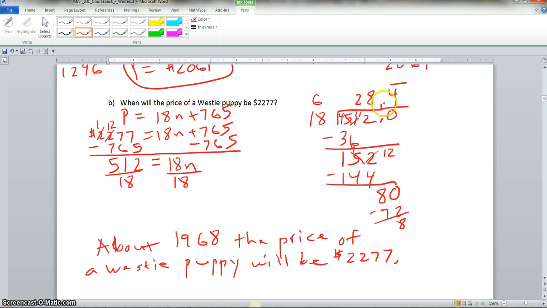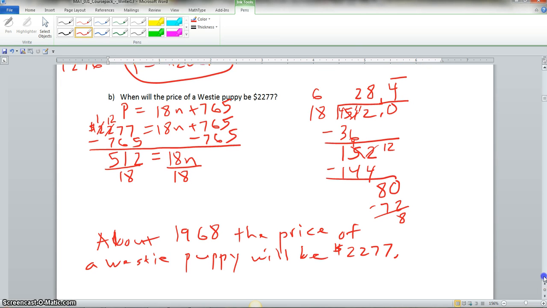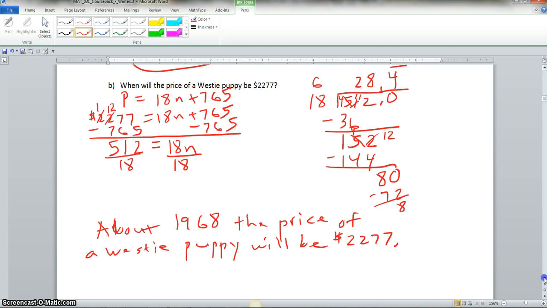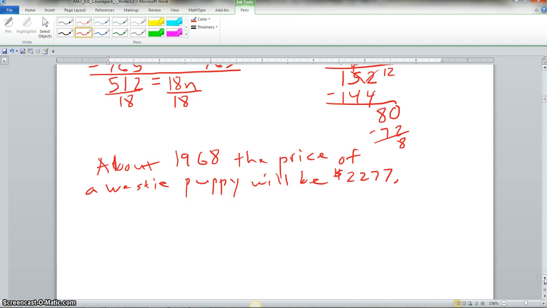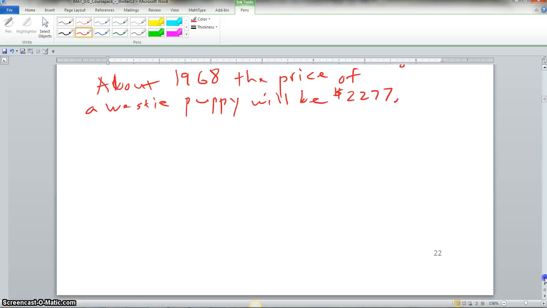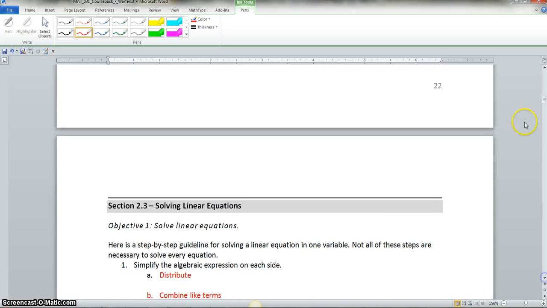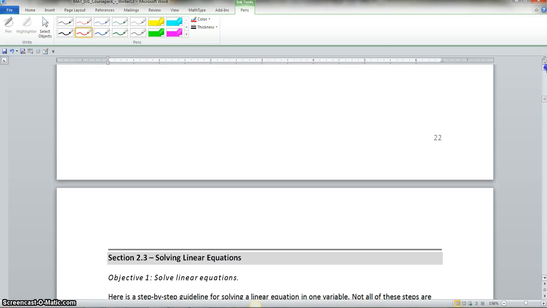So since we have 28.4, we know we would not round the 28 up to 29 because this should have been like 28.5. So we would add 28 to 1940, and that gave us 1968. So it's about 1968 because we know it's in part. It's not exactly the middle, but it's close to the middle of the year that it will get to $2,277. Okay, now that is it from section 2.2.